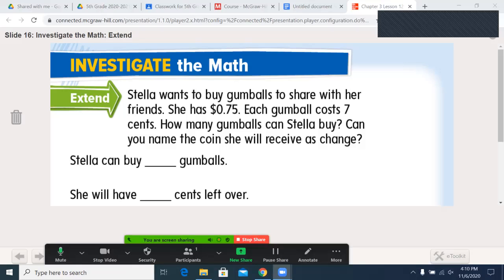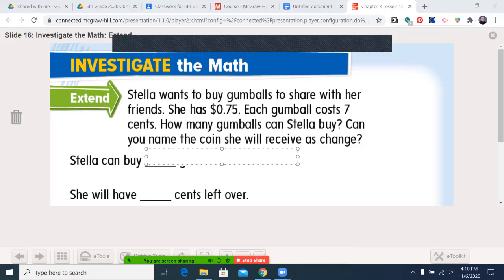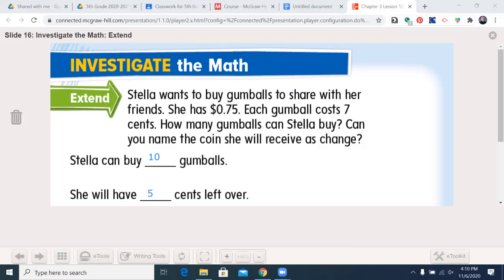So how many gumballs can she buy? Well, the answer was 10. That was our whole number. And she'll have 5 cents left over. Hopefully you know what coin that is. That would be, you're right, a nickel.